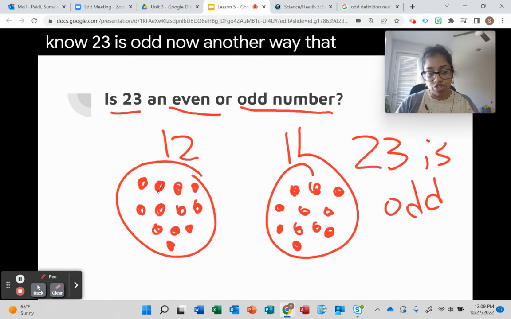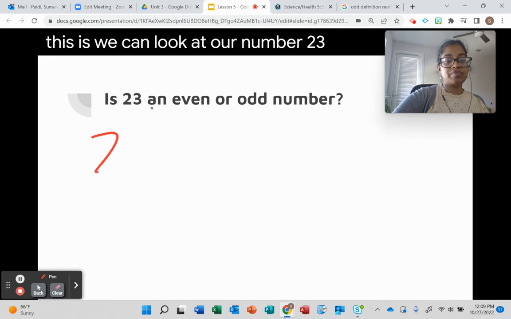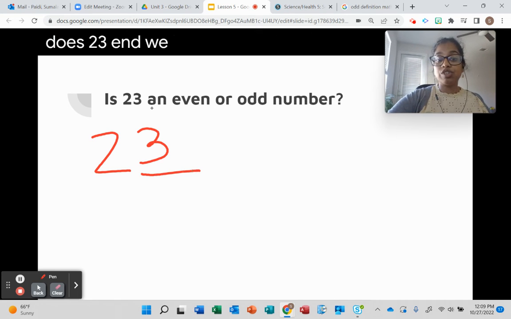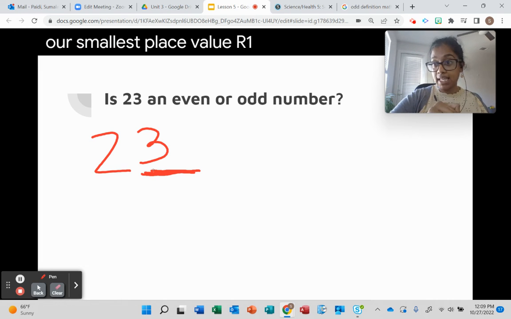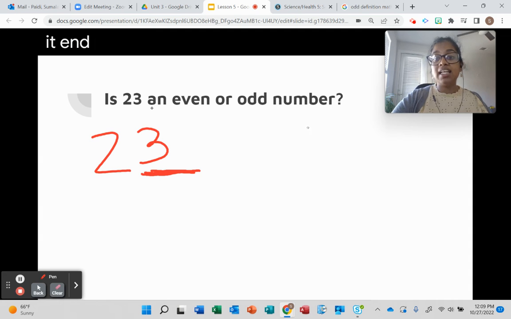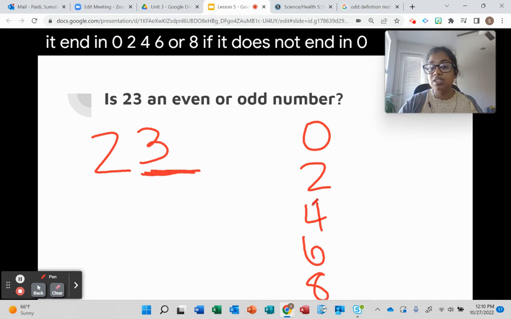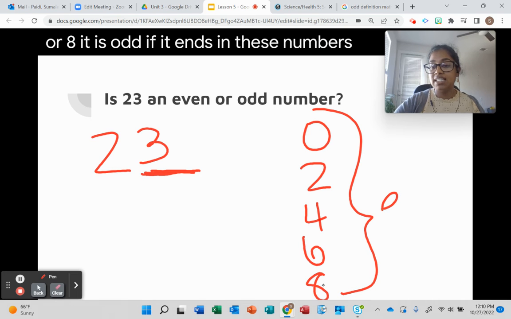Now, another way that we could solve this is we can look at our number 23. We have to look at the very last number, our smallest place value, our ones place, and see, does it end in 0, 2, 4, 6, or 8? If it does not end in 0, 2, 4, 6, or 8, it is odd. If it ends in these numbers, it is even.